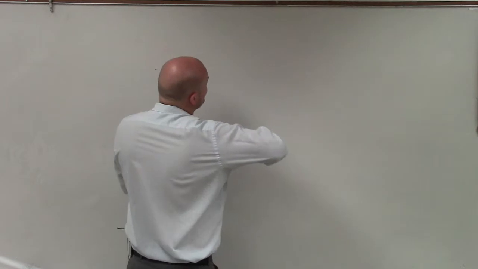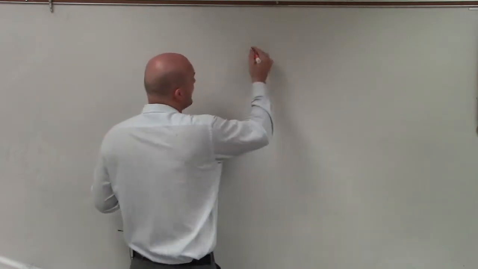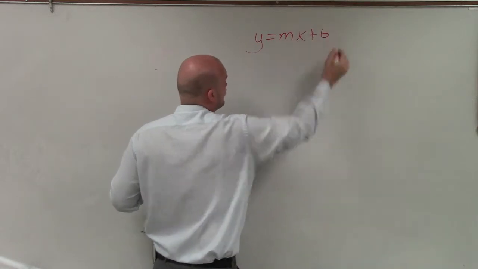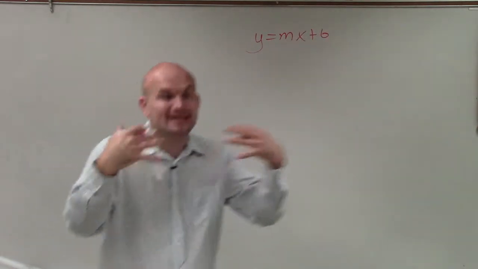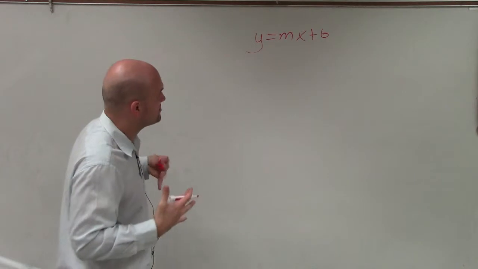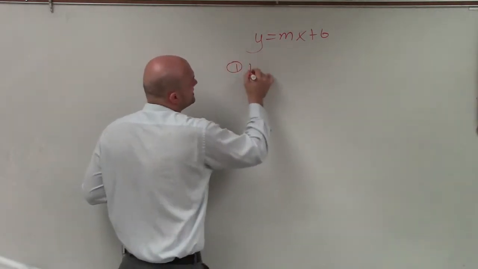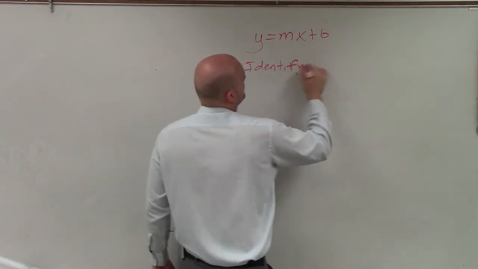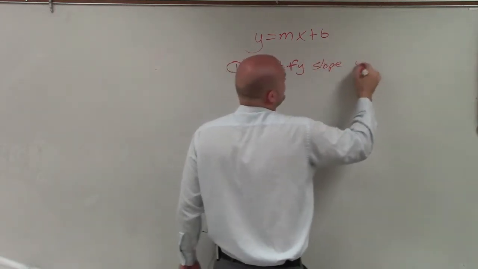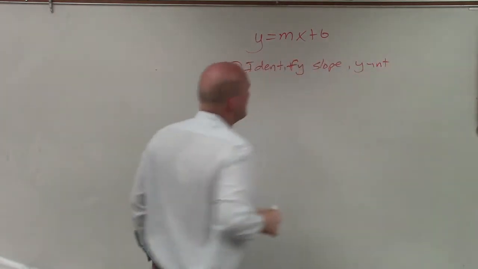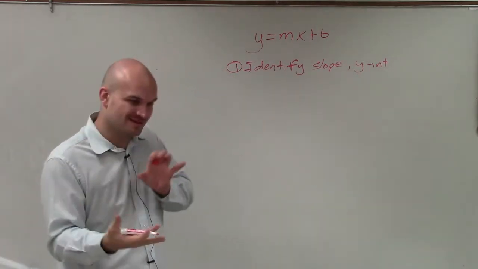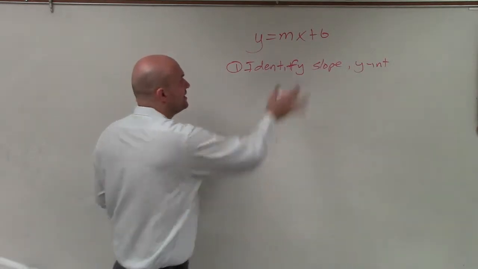So the first thing that I always like to do when we have an equation written in the form mx plus b, or if it's not written in that form, we want to put it into the form y equals mx plus b, is identify your slope and your y-intercept. Now, a lot of times this is pretty obvious, but sometimes we've got to do some work or some moving around to be able to get it into this form.